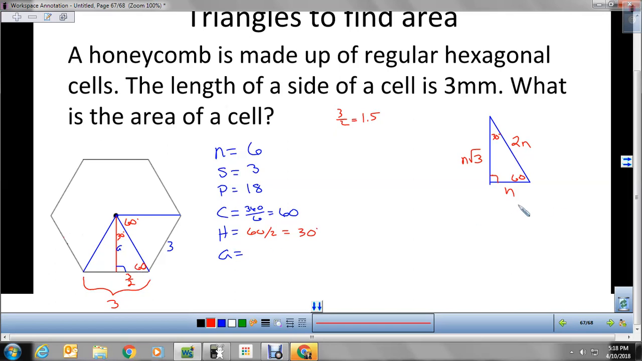So this part right here is my n, which means that this side is going to be whatever the n is times radical 3. So this is going to be 3 radical 3 over 2. So that means my apothem here is 3 radical 3 over 2.